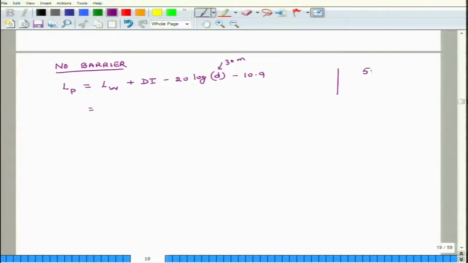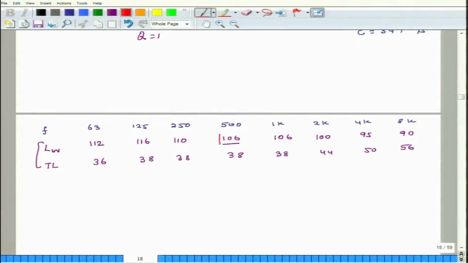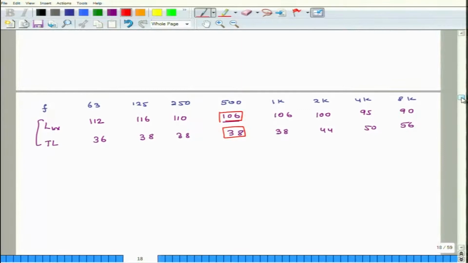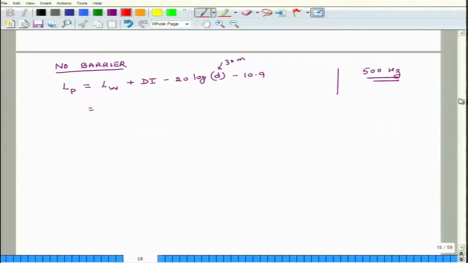So, we will first calculate it for the 500 hertz band. So, we will look at these data. For the 500 hertz band, this transformer emits 106 decibels of power. We have to do similar calculations for all the bands, but for the 500 hertz band, LW is 106 plus directivity index, which is 0, minus 20 log of 30 meters, minus 10.9. So, this works out to be 69.5 decibels.